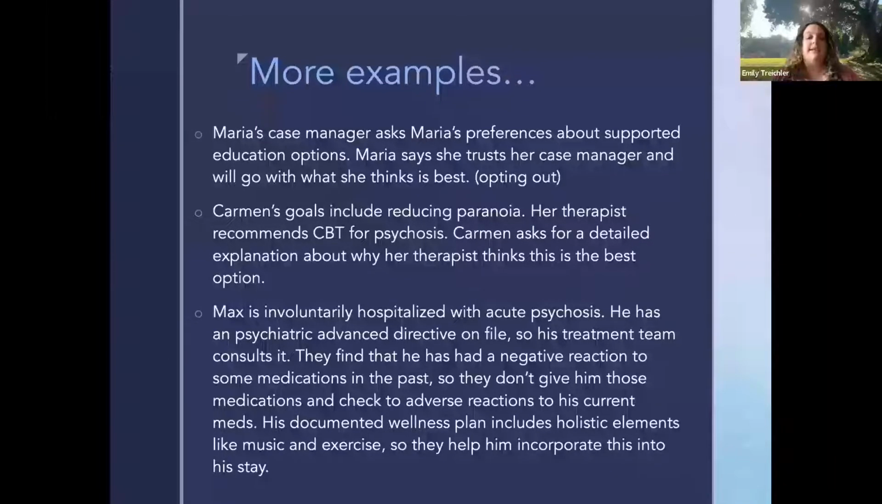And then finally, I tend to get a lot of questions about involuntary hospitalization and other kinds of restricted rights settings. And so I have an example here. I'm going to talk a little bit more about it later. But in this example, Max has been involuntarily hospitalized. He has acute psychosis, but he also has a psychiatric advance directive on file. And so his treatment team consults it. They find that he had an adverse reaction to some medications in the past. So they don't give him those medications, and they also monitor him really closely to see if that happens in reaction to some other medication.